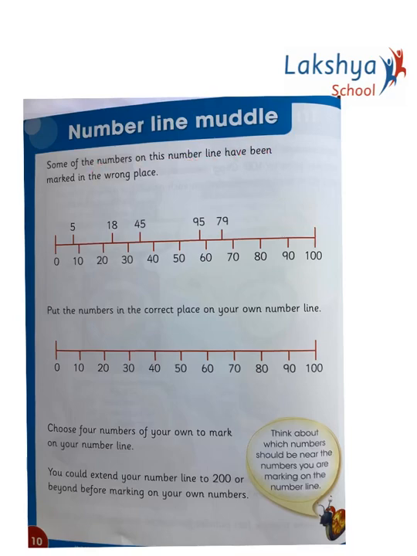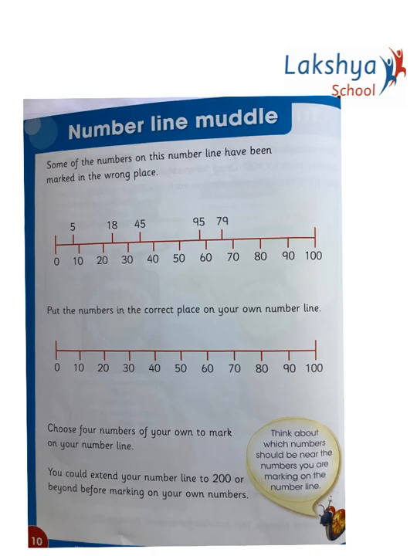Number line muddle. Some of the numbers on this number line have been marked in a wrong place. Put the numbers in the correct place on your own number line. When you check here, the number 5 has been wrongly placed because the number 5 needs to be between 0 and 10, because 5 is the midpoint, right? In the same way, 18 has also been wrongly placed. It is supposed to come before 20.